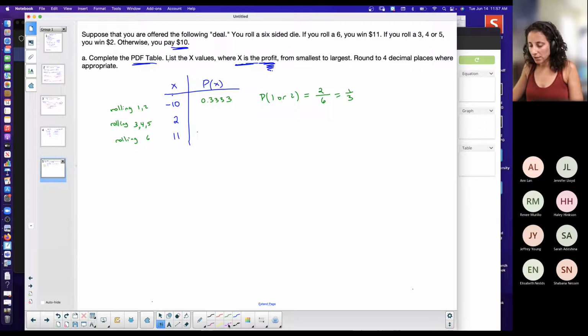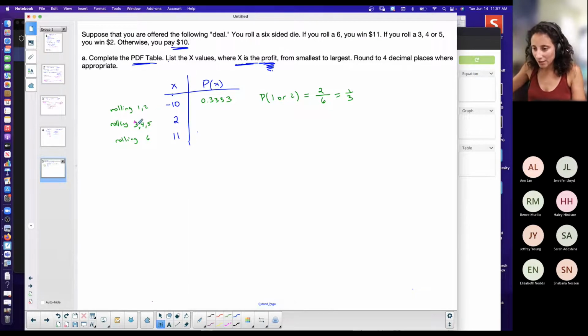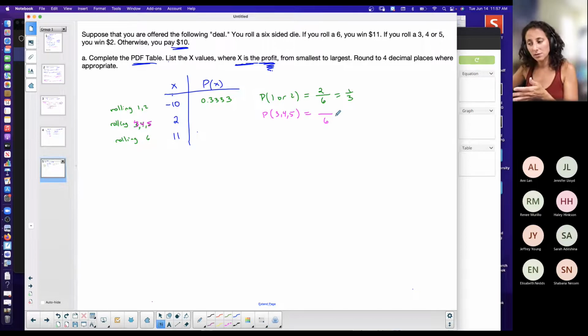Let's color coordinate this. Let's do pink next. This one is pink: a 3, a 4, or a 5. So the next probability, I would win $2, but that would happen if I roll a single die once and I get a 3, a 4, or a 5. Again, I'm only rolling it once, so it's not multiplication rule or anything.